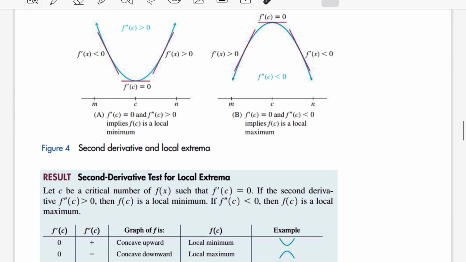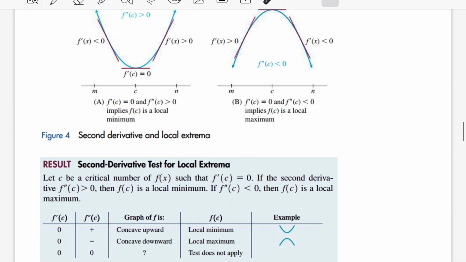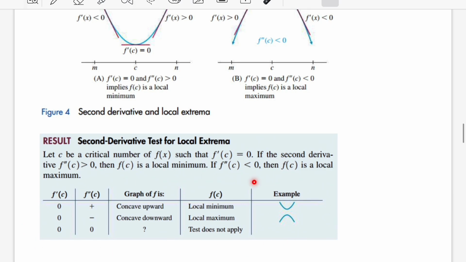So this leads us to our second derivative test. So if c is a critical number for our function, such that that critical number makes the derivative equal to 0, if the second derivative of our function is greater than 0, then that's going to be a local minimum. And if the second derivative of our function at that critical number is less than 0, then it's going to be a local maximum. So here's a little chart here to keep track of everything.